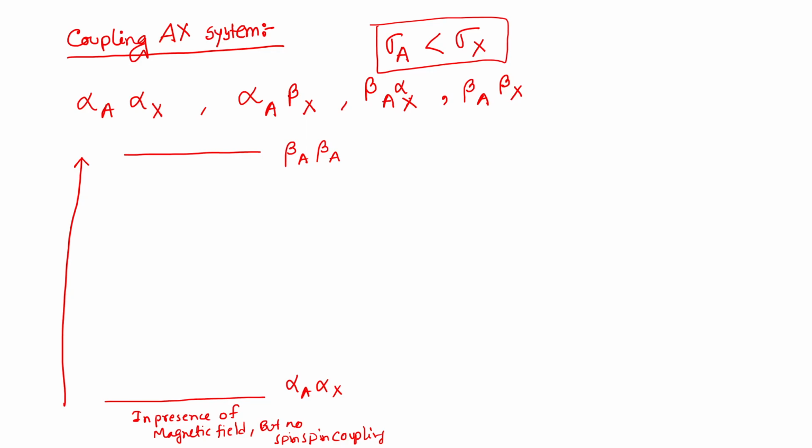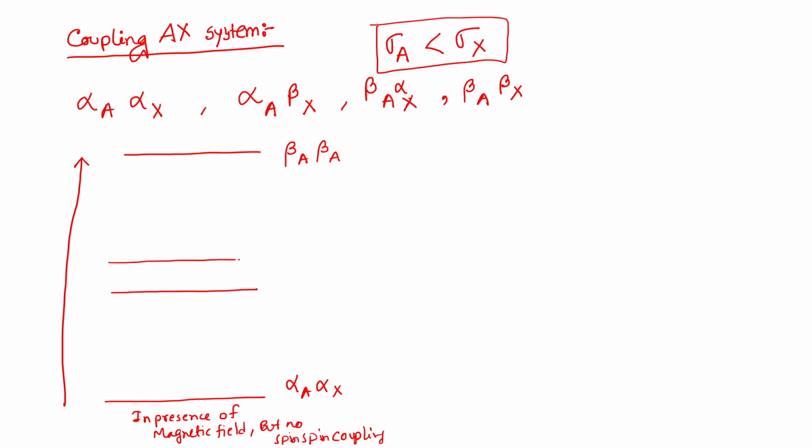As I told you, sigma A is less than sigma X. The energy gap between the spin states of alpha and beta in the case of A nuclei is going to be bigger than in the case of X. And due to that, beta A and alpha A are going to reside at higher energy than alpha A and alpha X and beta X. So what I am trying to say, there are two states.